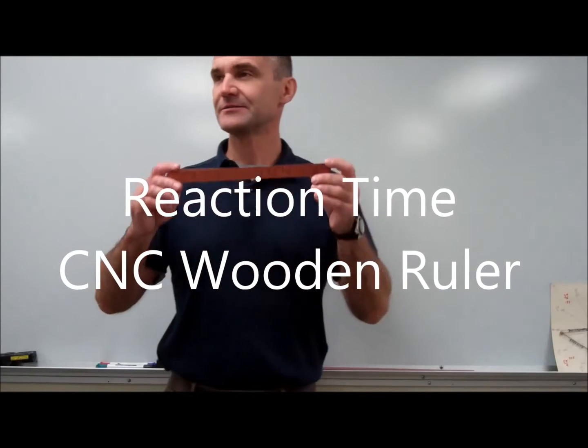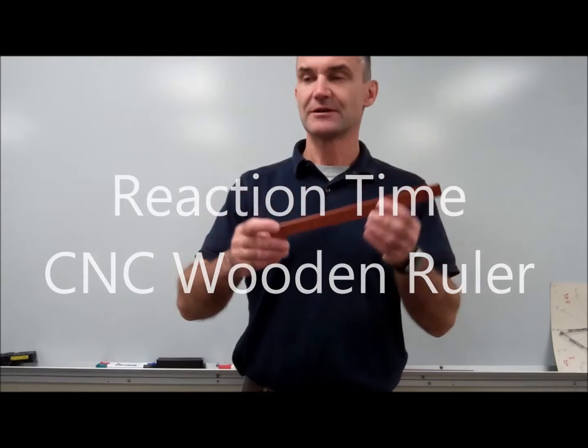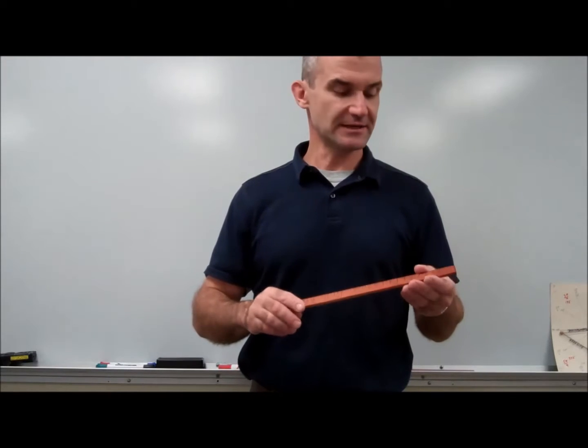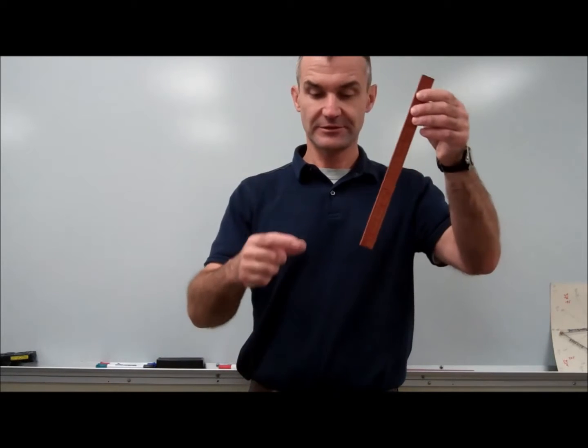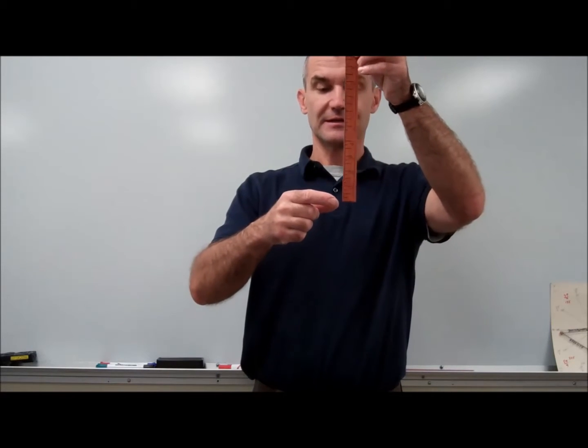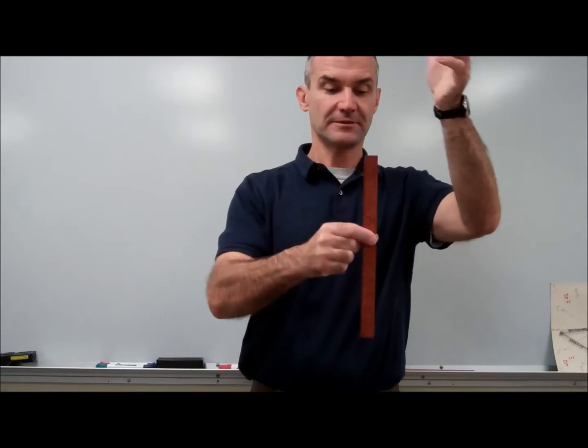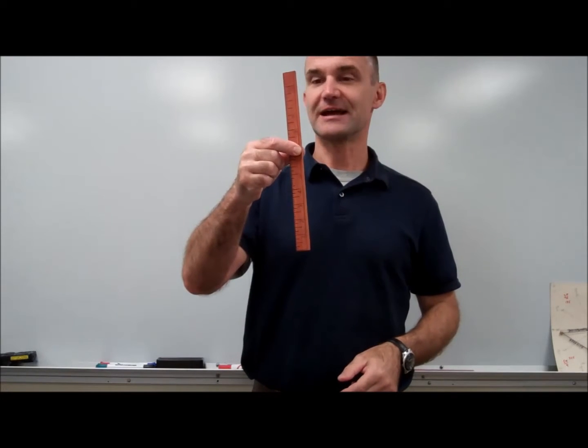Morning everyone. Now that you've made your wooden rulers, we're going to play a game called Reaction Time. You're going to work with a partner. Your partner's going to hold that ruler. You're going to put your fingers out this way. They're going to let that ruler go, and you're going to see how quickly you could catch it.